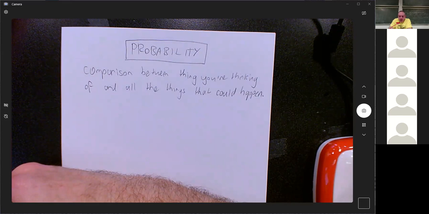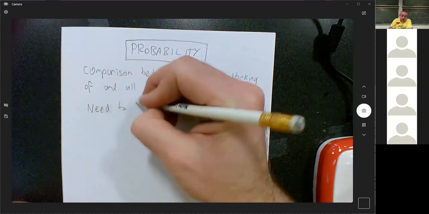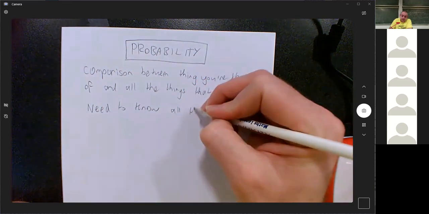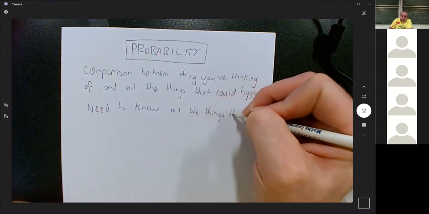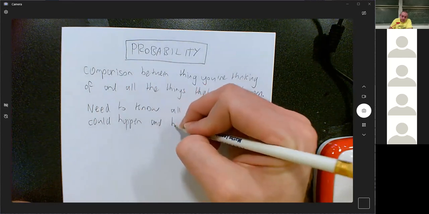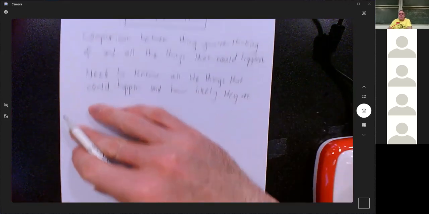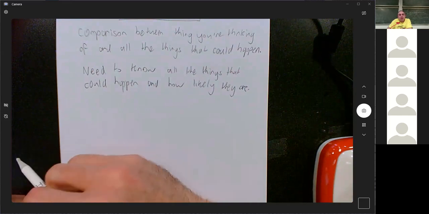So as I said, it's a comparison between the things you're thinking of and all the things that could have happened. And that's a really important way of thinking about it. You can't know what the probability of anything is unless you know all the things that could happen and how likely they all are. So that's really important. All right, so that's just the beginning.